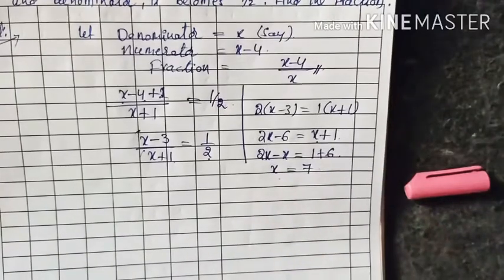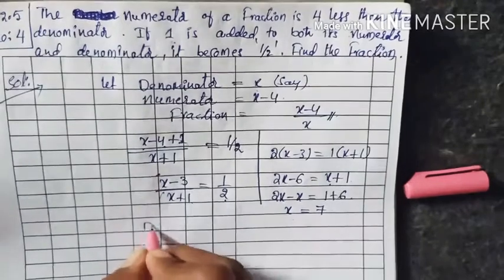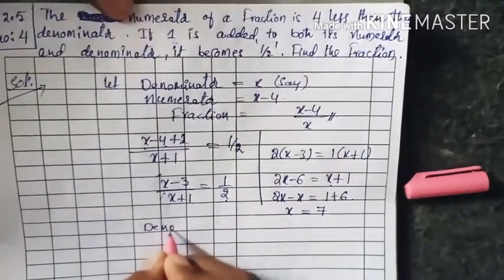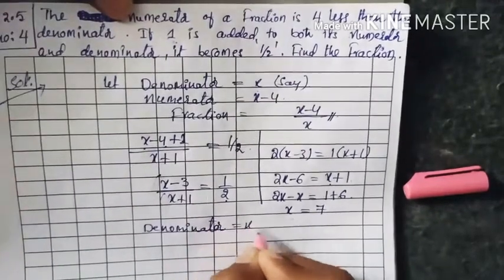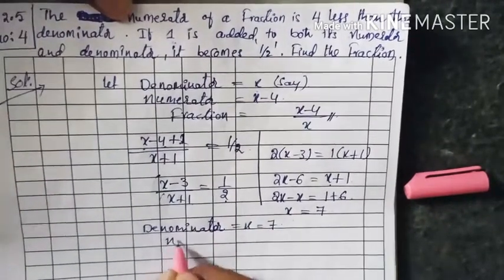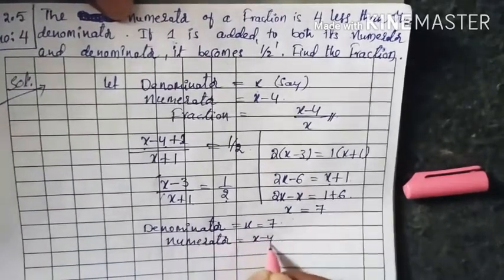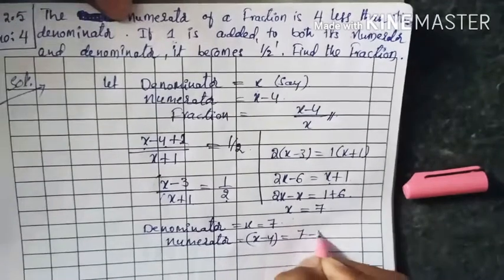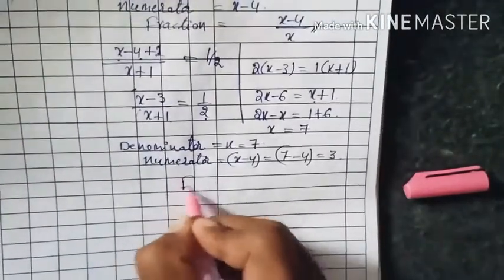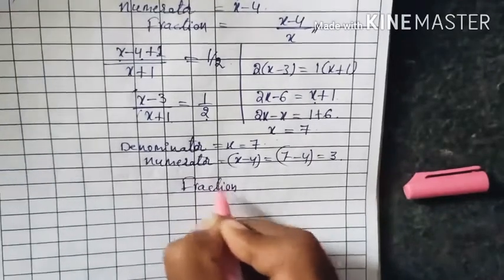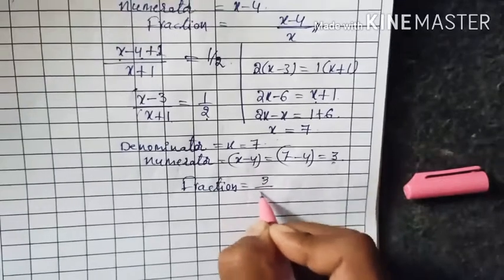What is x? x is the denominator, so denominator equal to 7. Numerator equal to x minus 4, that equals 7 minus 4 equals 3. So fraction equals numerator by denominator, so 3 by 7.